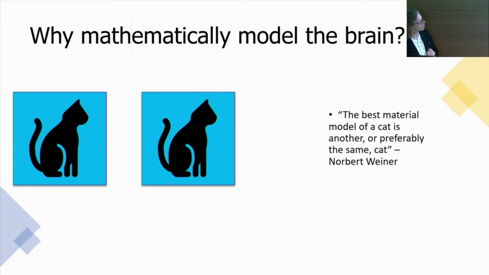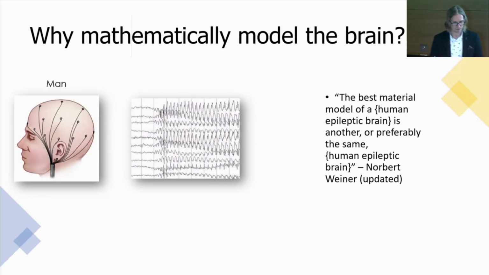sort of high-level approach that Wiener proposes, that is that the best material model of a cat is another or preferably the same cat. And we can update that in the context of epilepsy. So if we updated it, it would say that the best material model of a human epileptic brain is another, or preferably the same, human epileptic brain. But I just want to unpack that a little bit in order to emphasise why actually mathematical models have just as much face validity as other approaches, because that's often a slightly controversial statement.